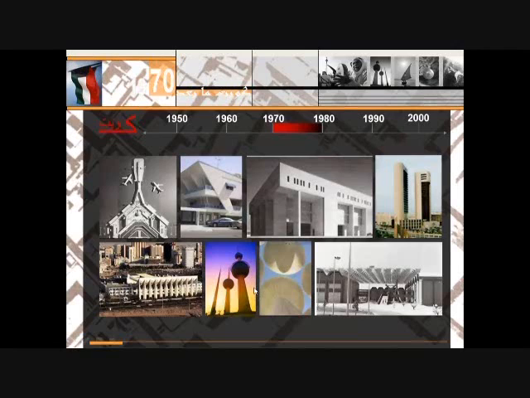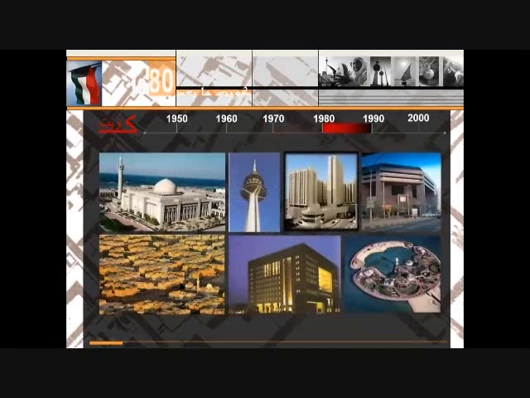In the 70s, with the increase of oil prices, there was another stage of development with construction of airports, financial centers, museums, parliament building, and so forth.